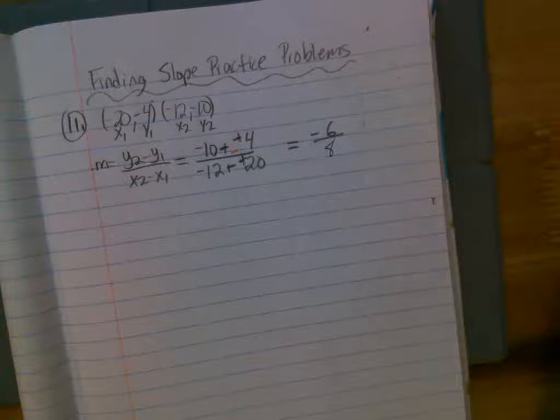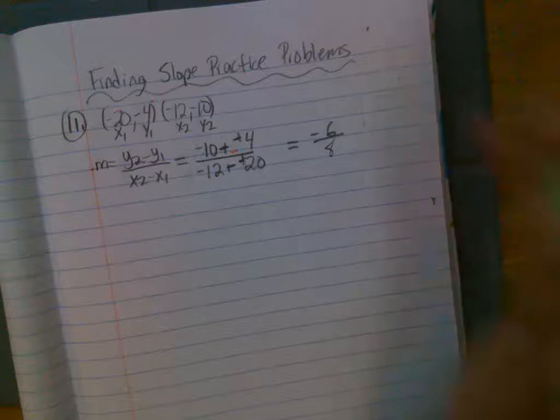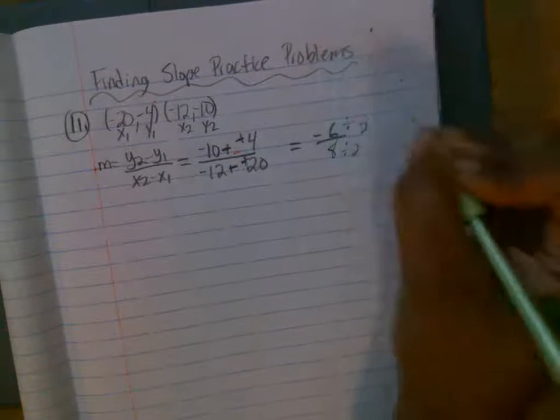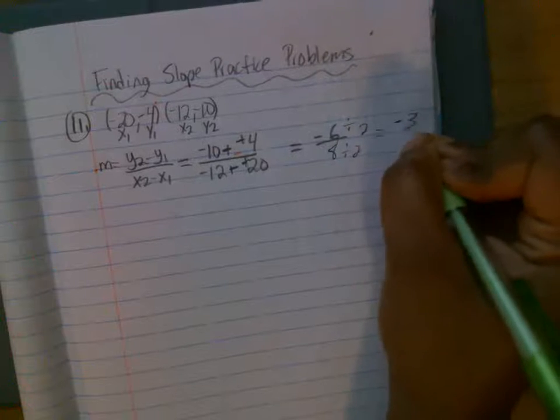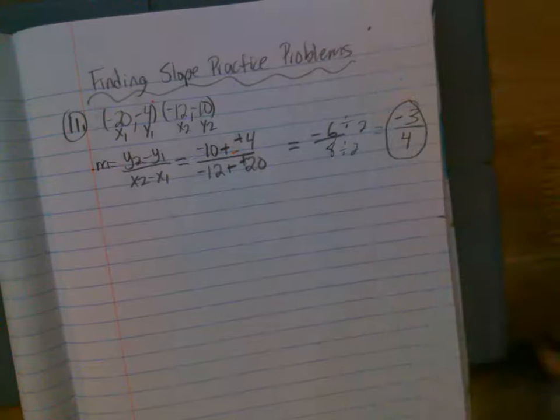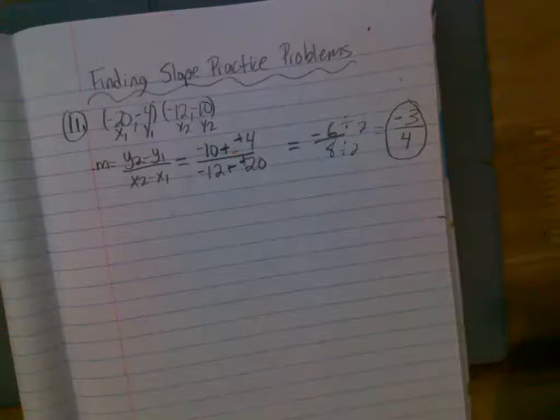So now I'm going to reduce this fraction by dividing both the top and the bottom by negative 2. So this is going to give me negative 3 over 4. And this is my answer reduced. So my slope is a negative 3 over 4.